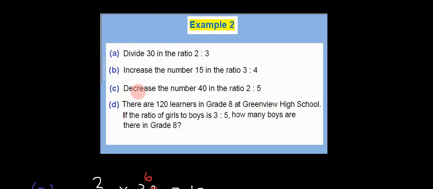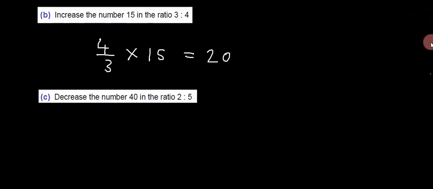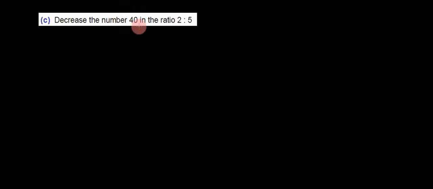In C, it says decrease the number 40 in the ratio 2:5. When we have to decrease a number, we take the smaller number in the ratio over the bigger one. So in this case, 2/5. And we multiply it by the number that we have to decrease. So then, in this case, it's 40. So 5 into 40, 8 times. And then 2 times 8 is 16. So we have decreased the number 40 in the ratio 2:5. And the answer is 16.